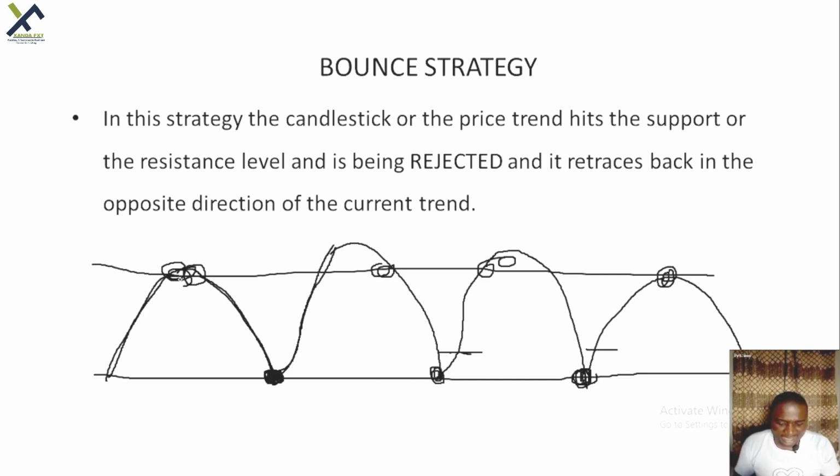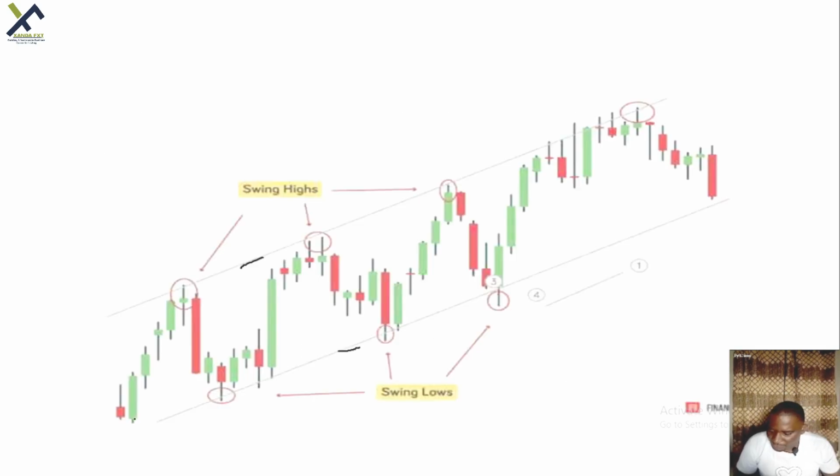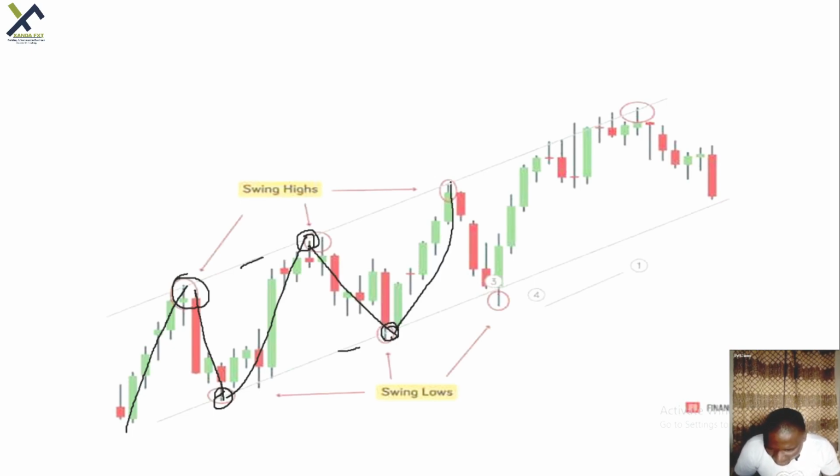Now, let's go to the chart and look at what the bounce strategy is all about. Look at this market. The market moves here and hits the resistance line, being rejected here. What happens? It retraces back in the opposite direction. It hits the support line here, rejected here. Then it traces back, hits the resistance line, rejected here, traces back, hits the support line, rejected again, and traces back.